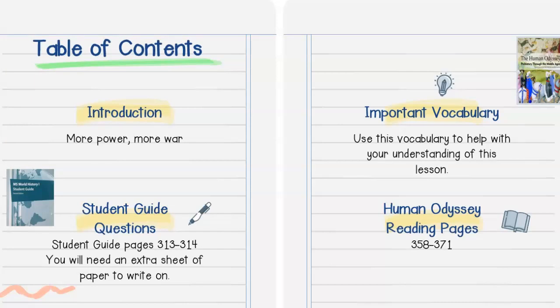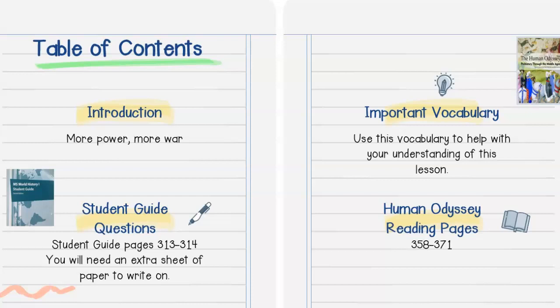Table of contents. Introduction. More power, more war. Seems to be an ongoing theme with history. Student guide questions, student guide pages 313 to 314. You will need an extra sheet of paper to write on. There's not much space in your student guide to write down what we need to get down, so you may want to go ahead and grab a quick piece of paper so you can write some things down that you will need to have.